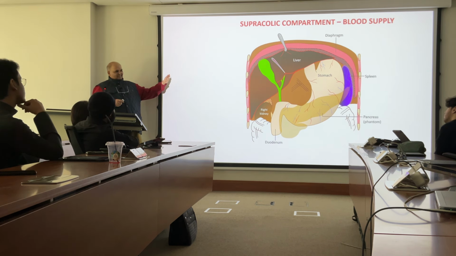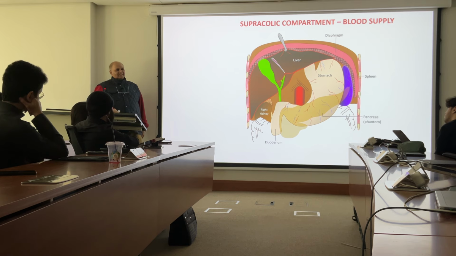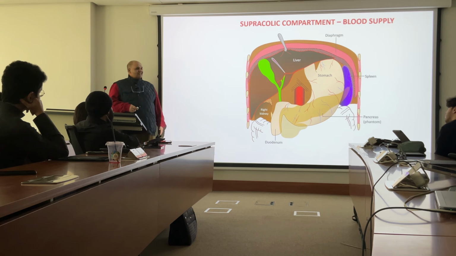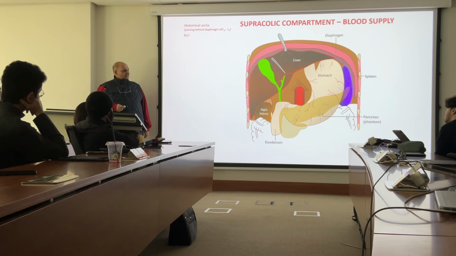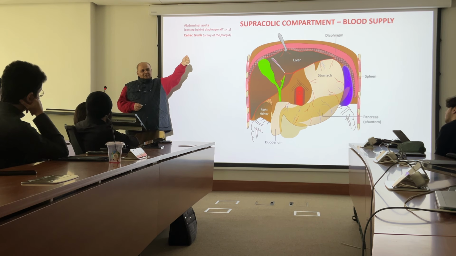Now, we were here. Who's this guy? Abdominal aorta. Mashallah, you guys are smart. So the abdominal aorta gives a branch here, the celiac trunk. The celiac trunk gives me 3 branches: one for liver, one for spleen, one for stomach.